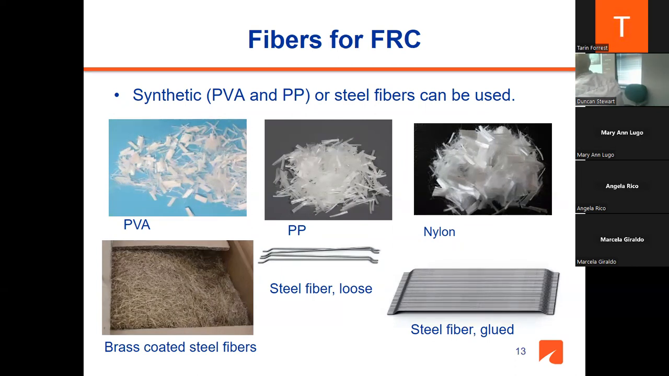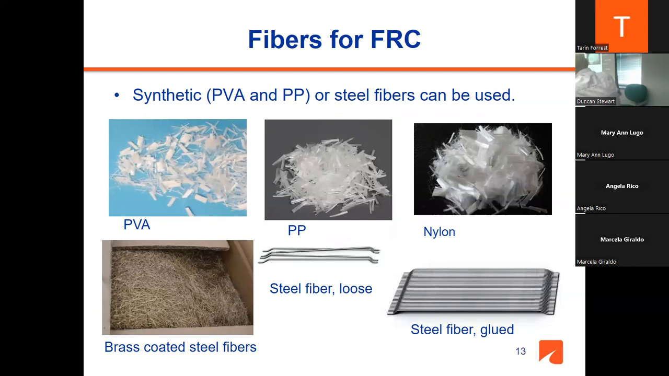The very left one is the brass-coated steel fibers that is obtained from the steel belted tires. They chop those tires, and that's what is used in the ultra-high performance cars. They are very highly efficient fibers.